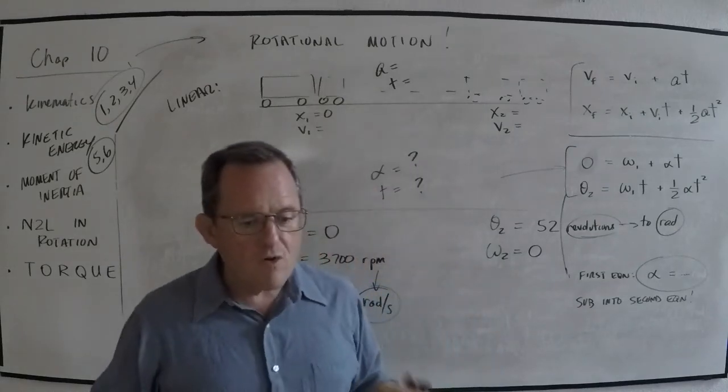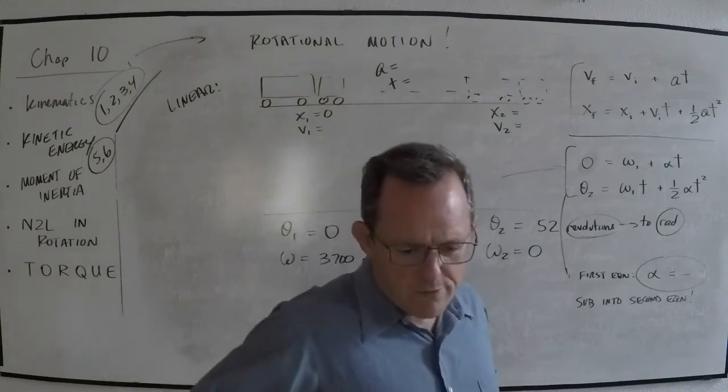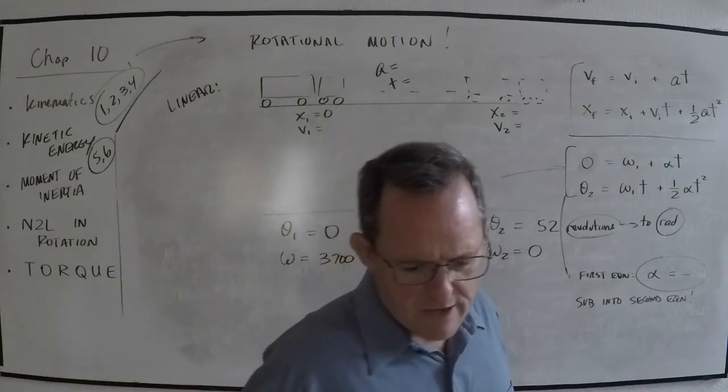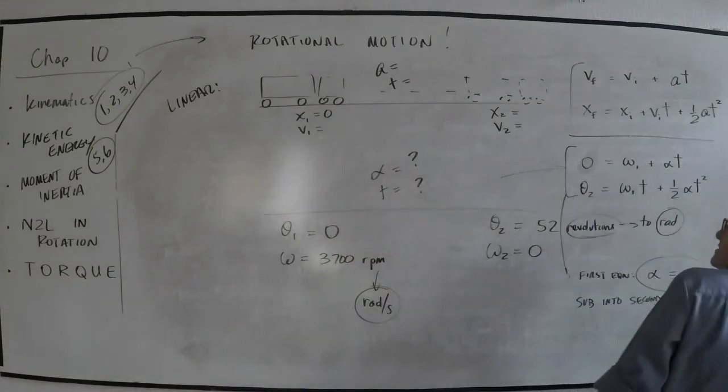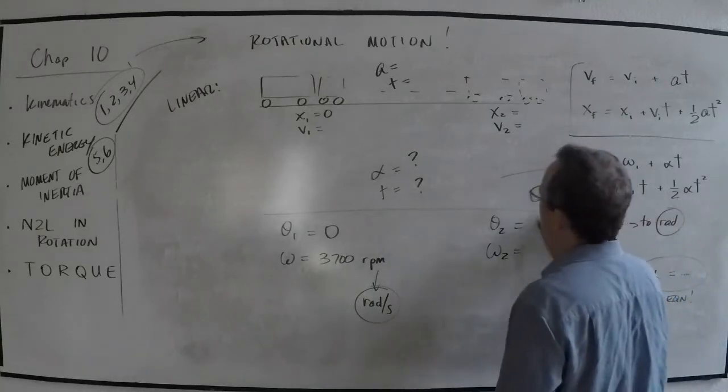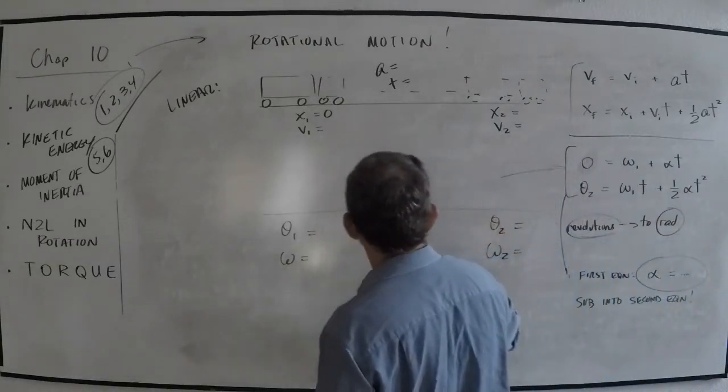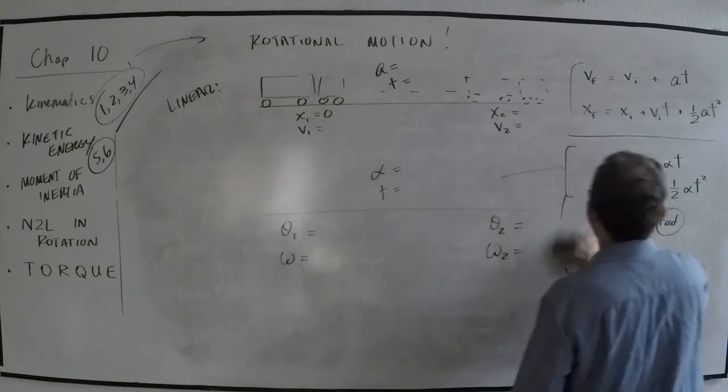Number 3, a rotating wheel requires 3.07 seconds to rotate through 37 revolutions. So let's go ahead and take this out. You know what we're going to be doing. I won't erase the whole thing. Let's go ahead and get rid of this.